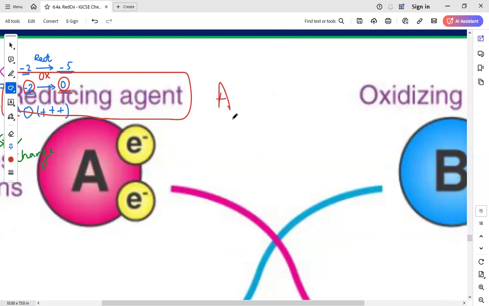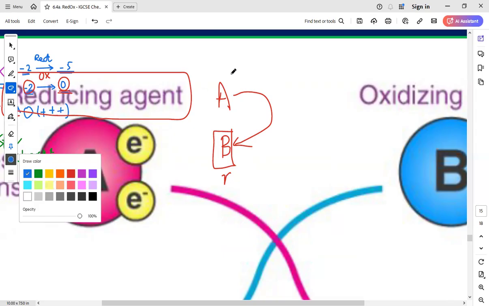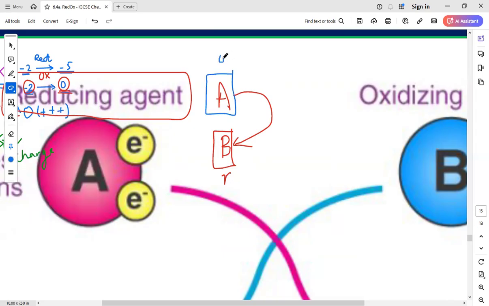For example, we have an element A and we have an element B. If element A during the chemical reaction donates its electrons to B, it basically reduced B because B gained electrons. So B is now reduced, but since A lost electrons to B, it is oxidized now. So A in this case is the reducing agent because it lost those electrons to B and reduced B. So we can also say that a reducing agent gets oxidized itself.